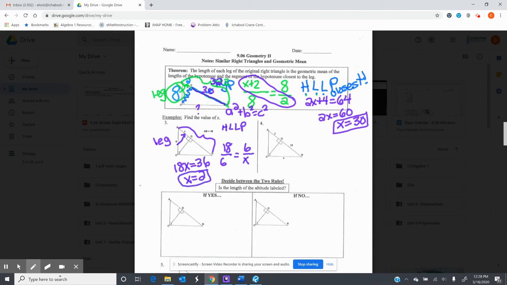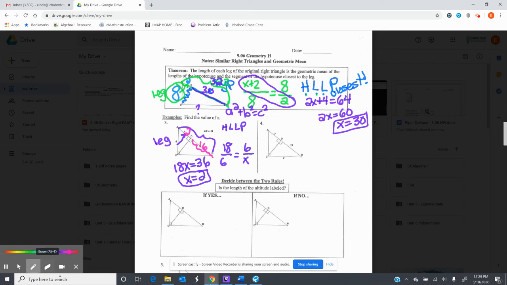Now if x is 2, then remember 18 is the whole thing, 2 is here, 18 minus 2 would give us DB to be 16. So sometimes you can go back in and find other pieces you need.